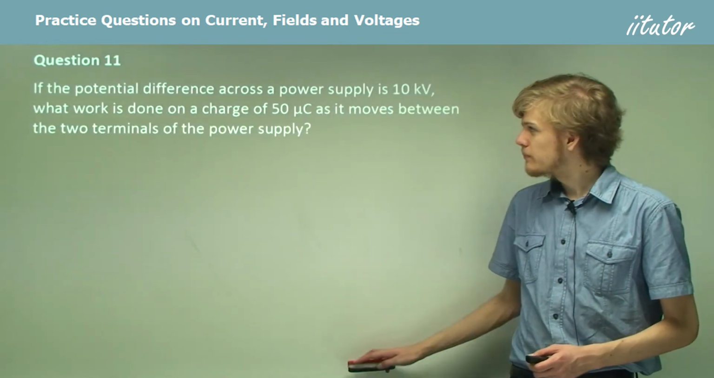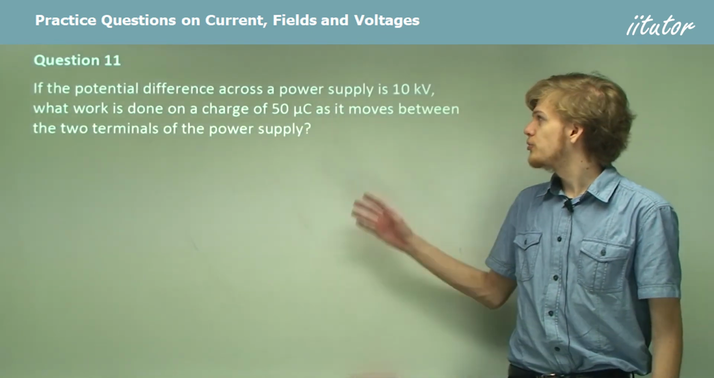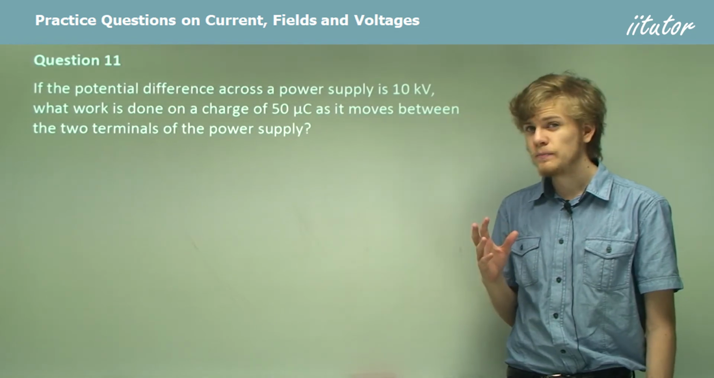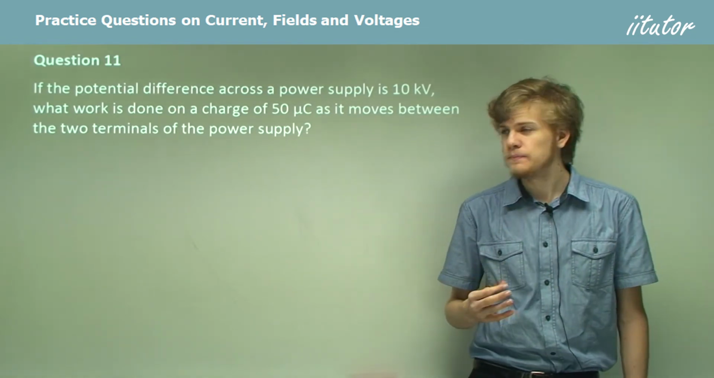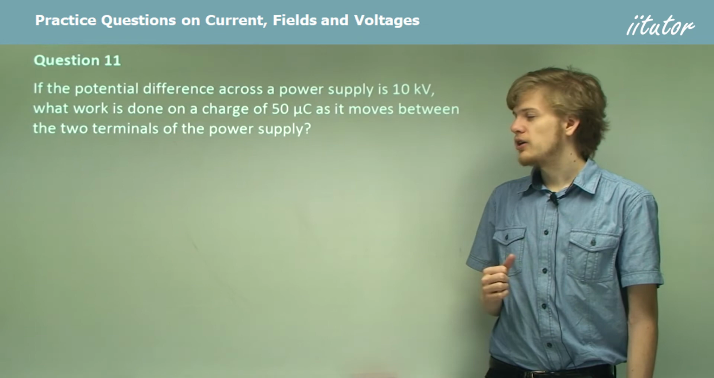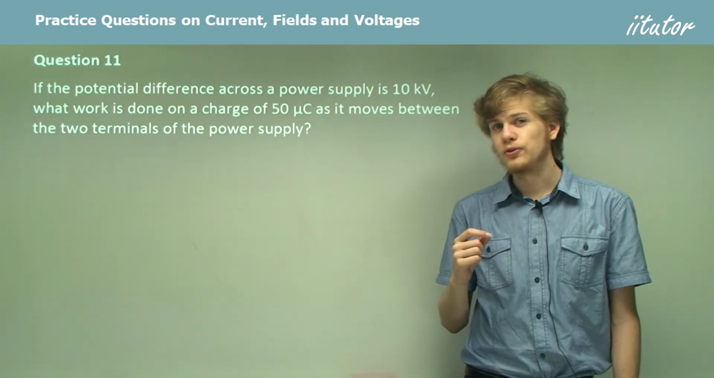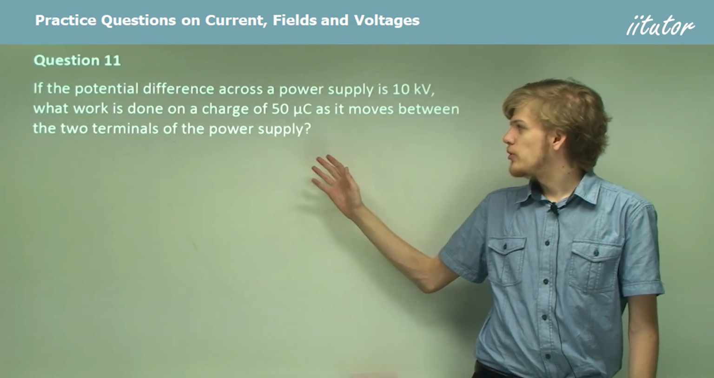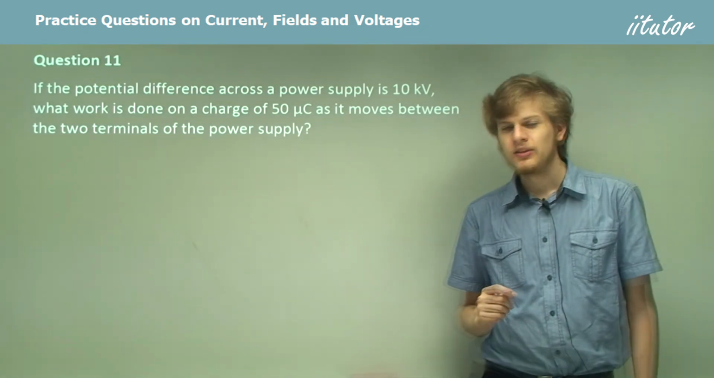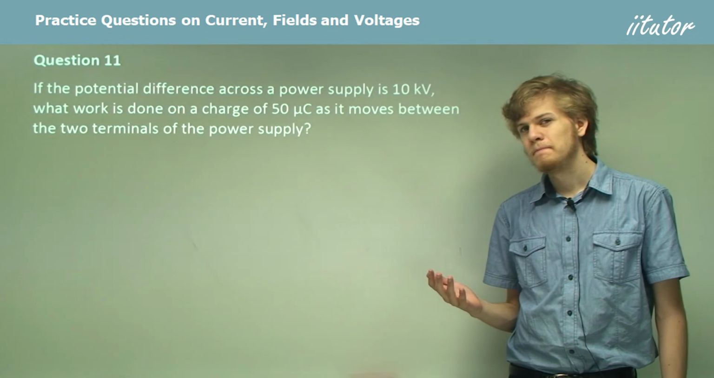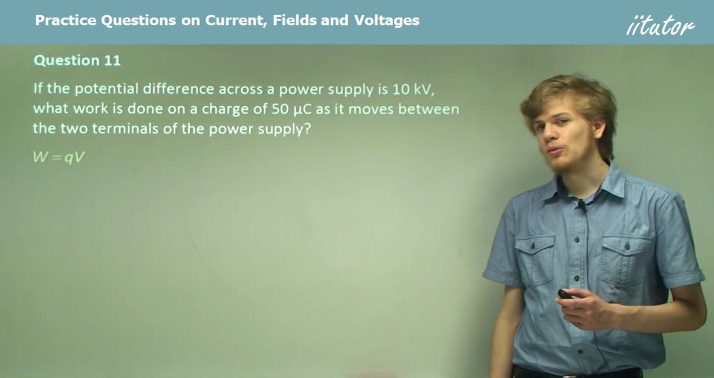Question 11. If the potential difference across a power supply is 10 kilovolts, that is 10,000 volts, what work is done on a charge of 50 microcoulombs, that is 50 millionths of a coulomb, as it moves between the two terminals of the power supply? So what equation will we use here? Once again, W equals QV.